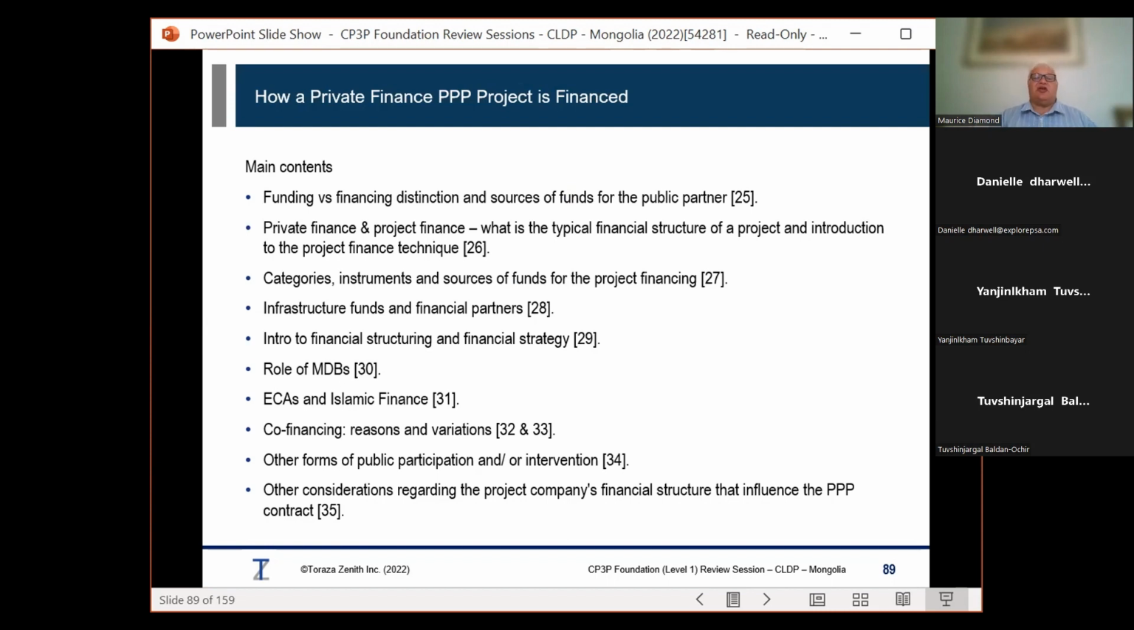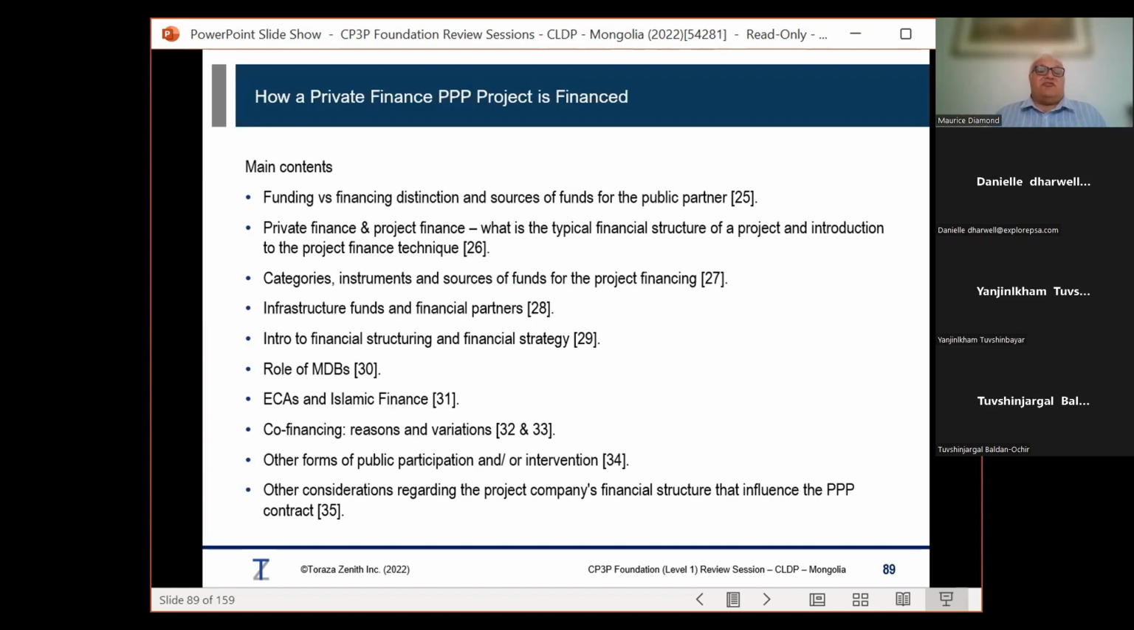Then looking at different types of funds and categories, things like bond finance, we've got soft loans, we've got all sorts of support. It talks about infrastructure funds and financial partners, and you will be asked about financial partners, the type of partners there are, what a limited partner means and who they might be. And then there'll be something around what financial structuring means in the guide and the strategy.